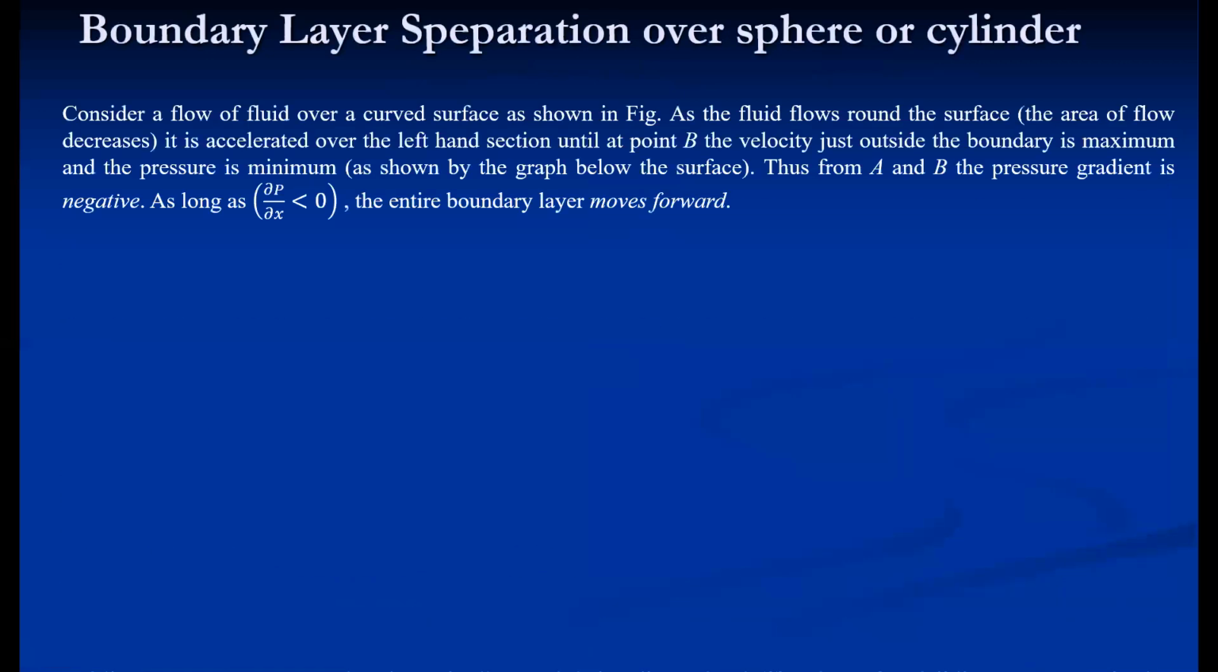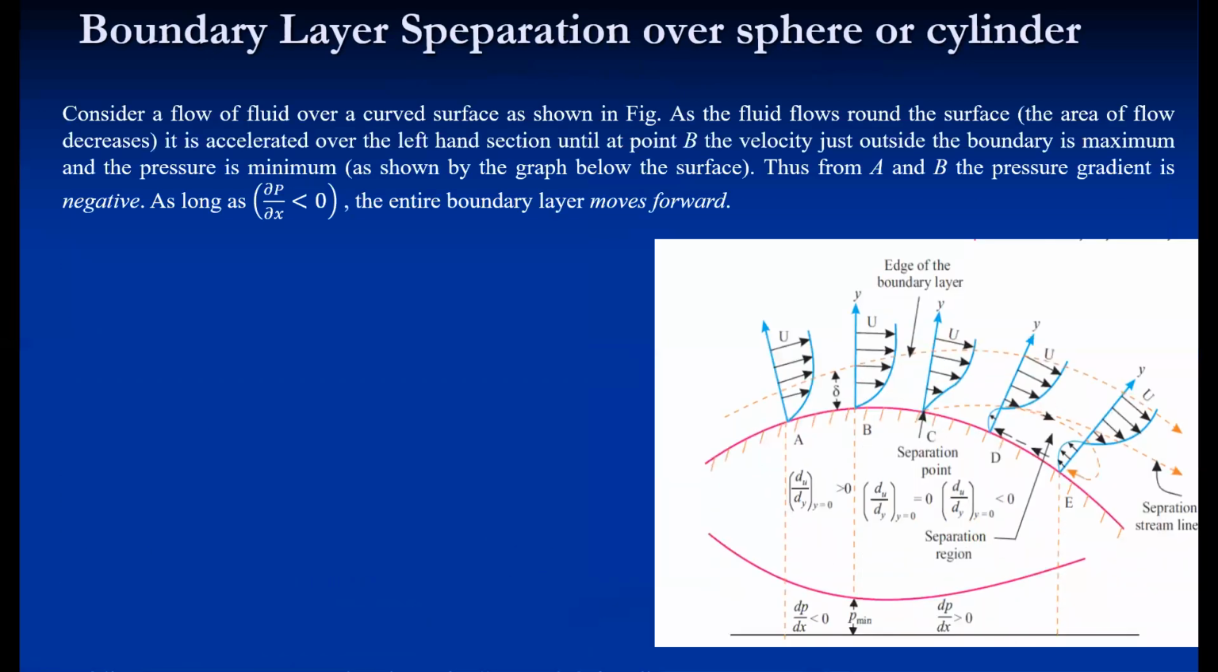Similarly, we will now discuss boundary layer separation over a sphere or cylinder. Now we consider a flow of fluid over a curved surface, as I have shown in the figure. This is a curved surface. It may be the surface of a sphere or the surface of a cylinder.